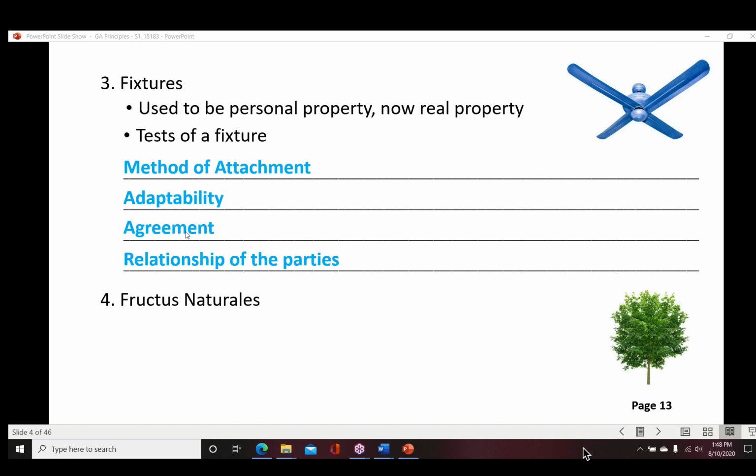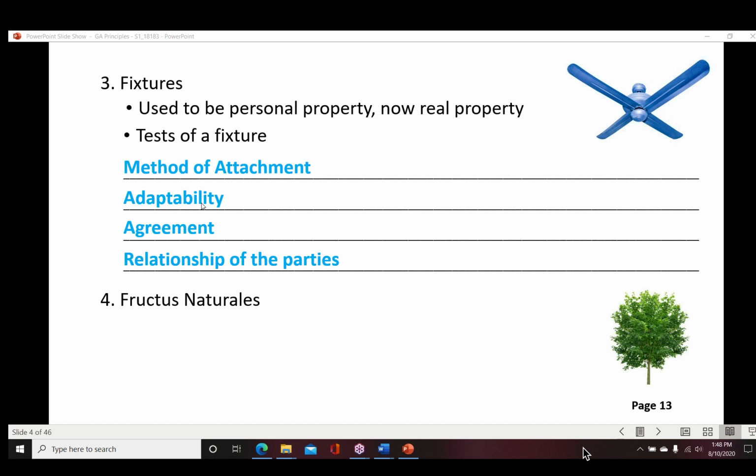But if there is no written agreement and it does go to court, one of the things Judge Mathis would look at would be, how is it attached? What is its method of attachment? Another thing Judge Mathis would look at if there's no written agreement would be adaptability. In other words, is that item easily adaptable at another location?